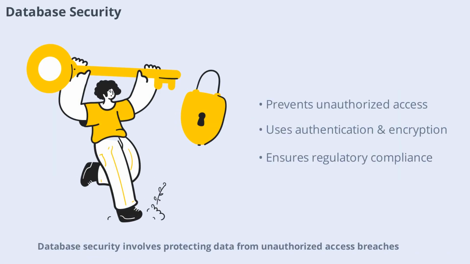Database security involves protecting data from unauthorized access, breaches, and other threats. Security measures include user authentication, access controls, encryption, and regular audits. Ensuring database security is critical for maintaining trust and compliance with regulations. A secure database protects sensitive information and helps prevent costly data breaches.